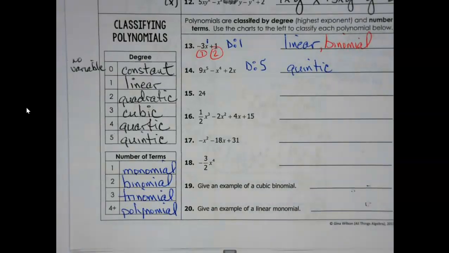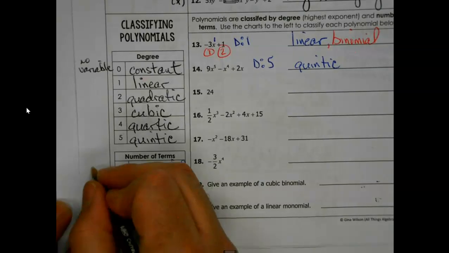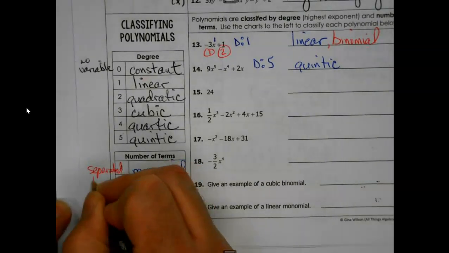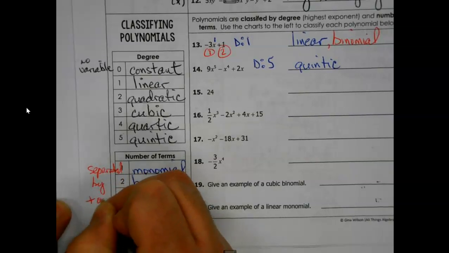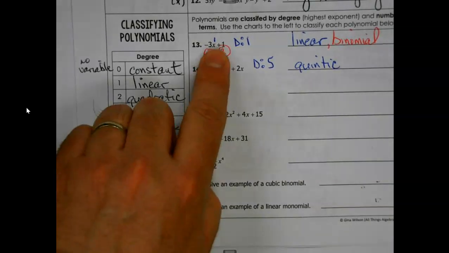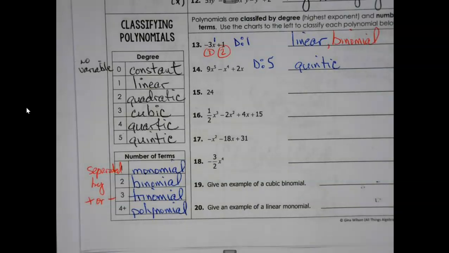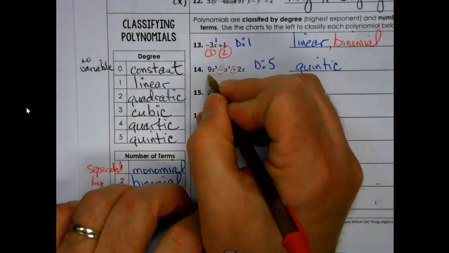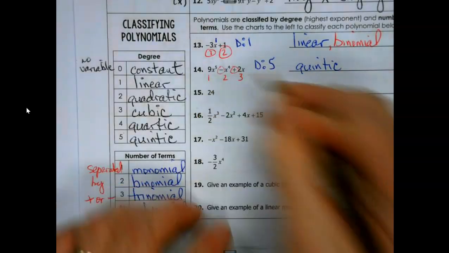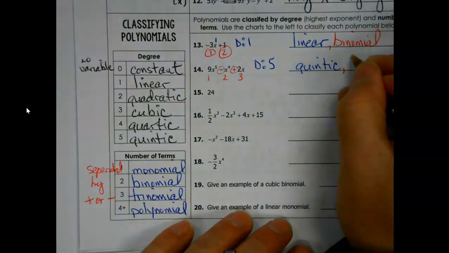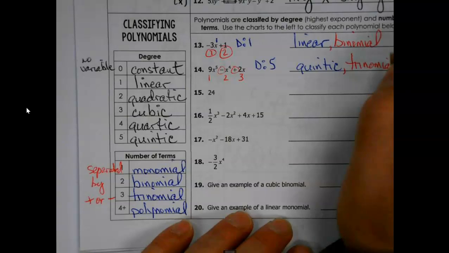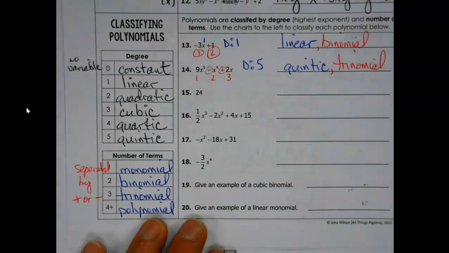Well, how do I know that, Hardy? Terms are always separated by plus or minus. So once you see a plus or a minus, a new term is started. So like here, there's a minus, there's a plus. 1, 2, 3 terms. Quintic trinomial.